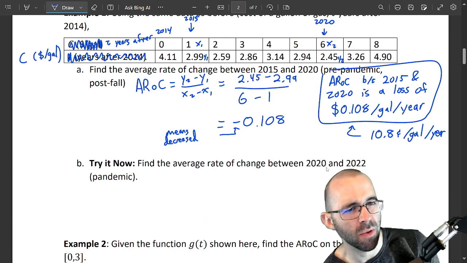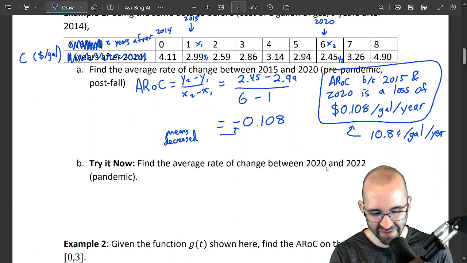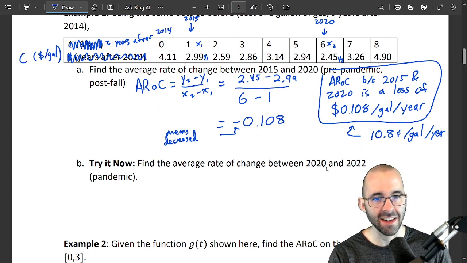Wait, we write dollars before the number. Do we write cents before the number? I don't know. You could also write it like that.